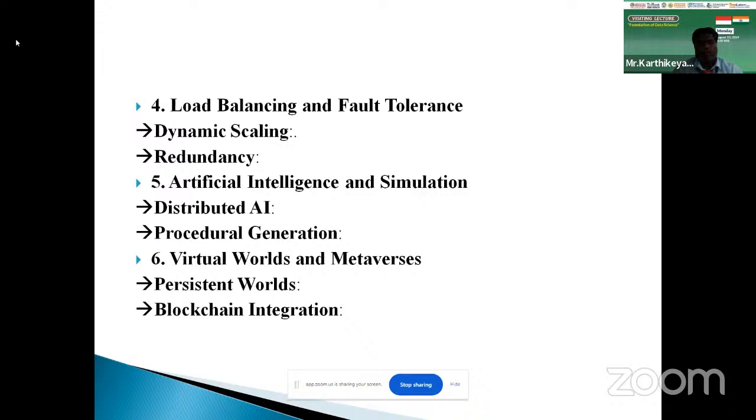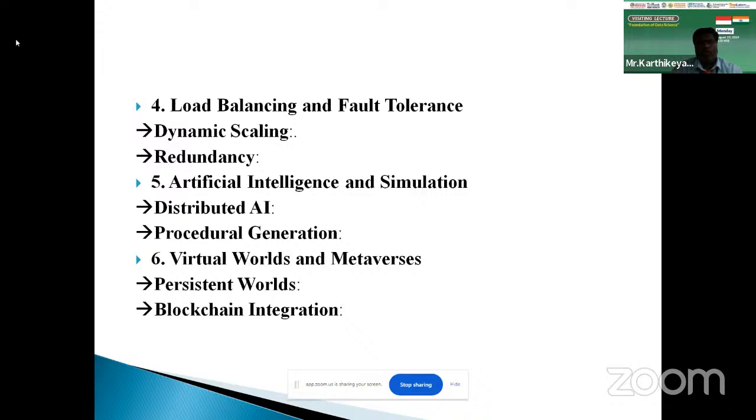And next one, procedural generation. Games like No Man's Sky use distributed computing to generate vast procedurally generated worlds. This involves distributing computation of assets and game elements across multiple servers.